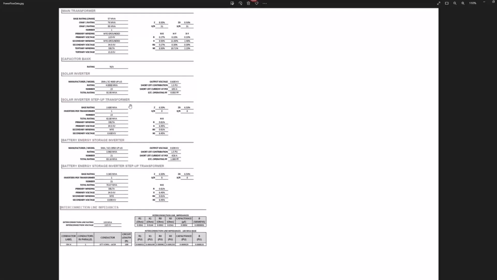Solar inverter step-up transformer, which is a GSU, right? And also the battery energy storage inverter, we use an SMA SCS3950. And that's pretty much it. And also the energy storage inverter step-up transformer. That's pretty much all the information you need to model the power flow model of your network.